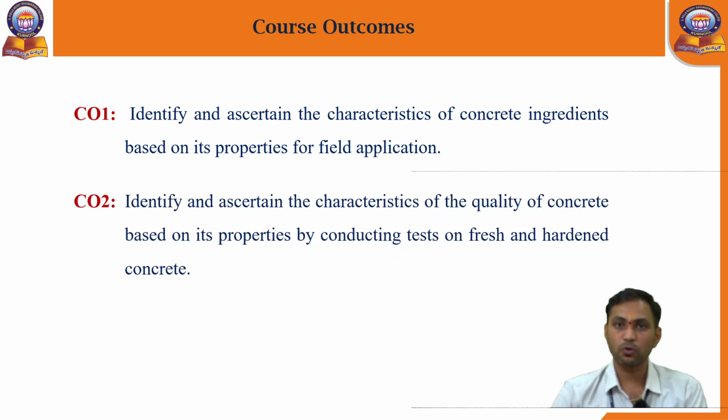Coming to the course outcome 2, the student has to identify and ascertain the characteristics of the quality of concrete, based on its properties, by conducting tests on fresh and hardened concrete. After knowing the characteristics of the cement, sand, coarse aggregate, water and any special admixtures, he will be involved in the preparation of concrete. After preparation, he has to know the quality of that concrete.